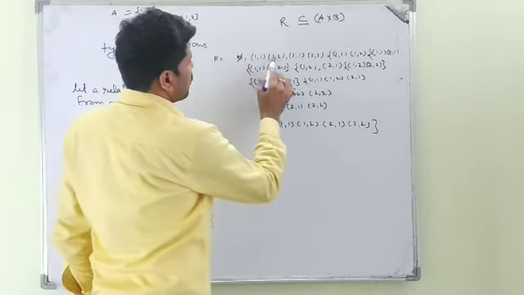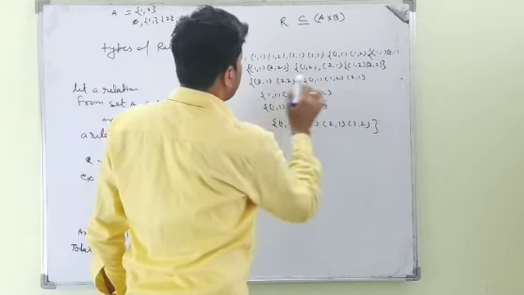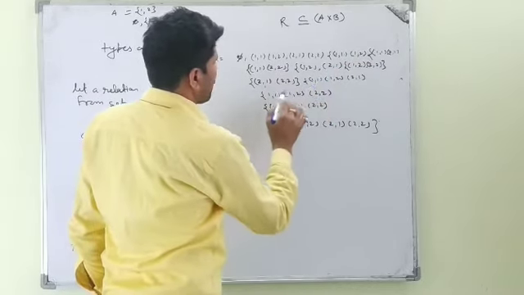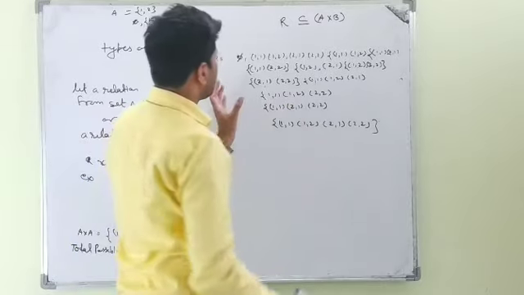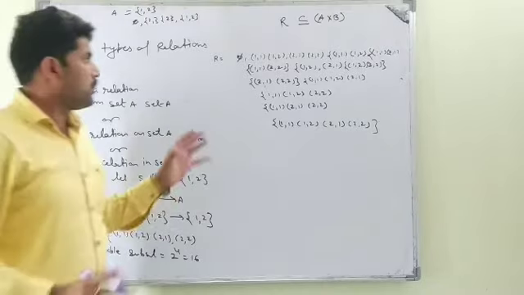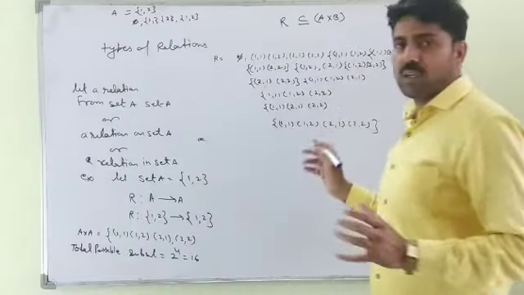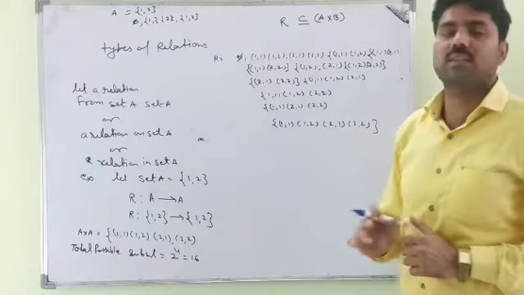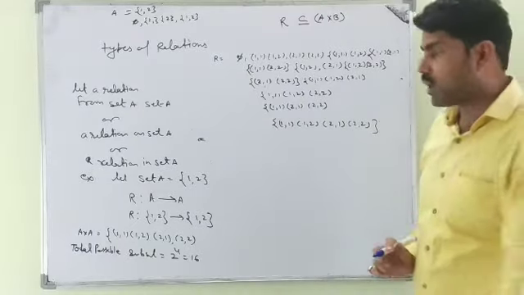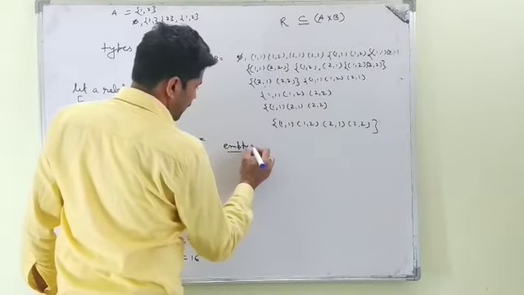So 1, 2, 3, 4, 5, 6, 7, 8, 9, 10, 11, 12, 13, 14, 15, 16. This is what? Total possible relations. It means that for the Cartesian product, the total number of possible subsets are the relations, 16 relations. Now I am talking about the empty relation.